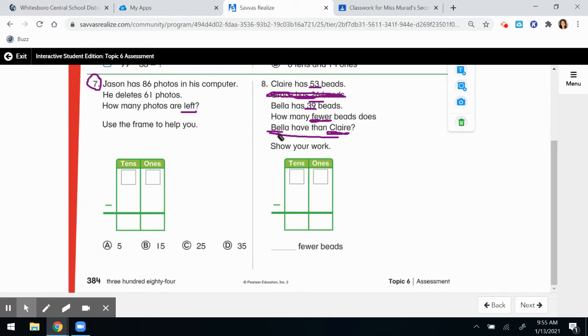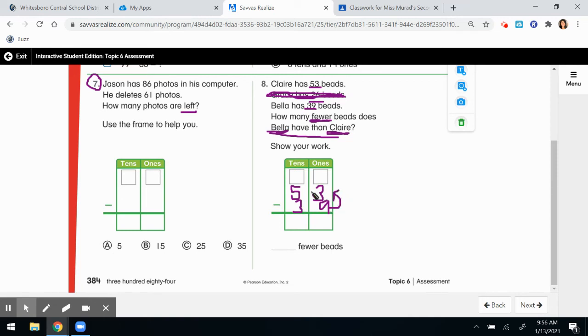So I want to know how many less Bella has. Remember, when you subtract, you always have to put that greater number on top. So we need to do 53, that's how many Claire has, minus 39. And I'm sure you could probably write a lot neater than I am right now. And then we go to it just like we know how.